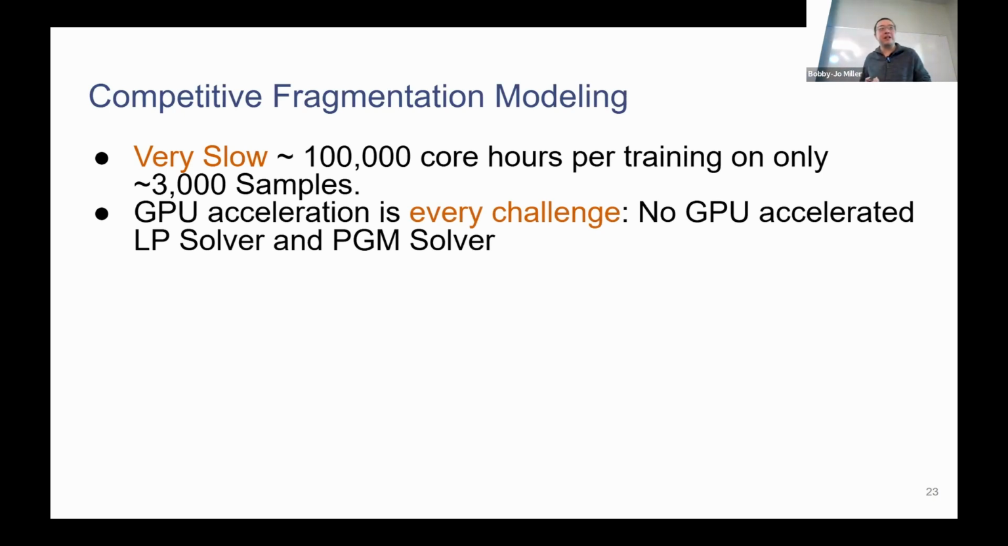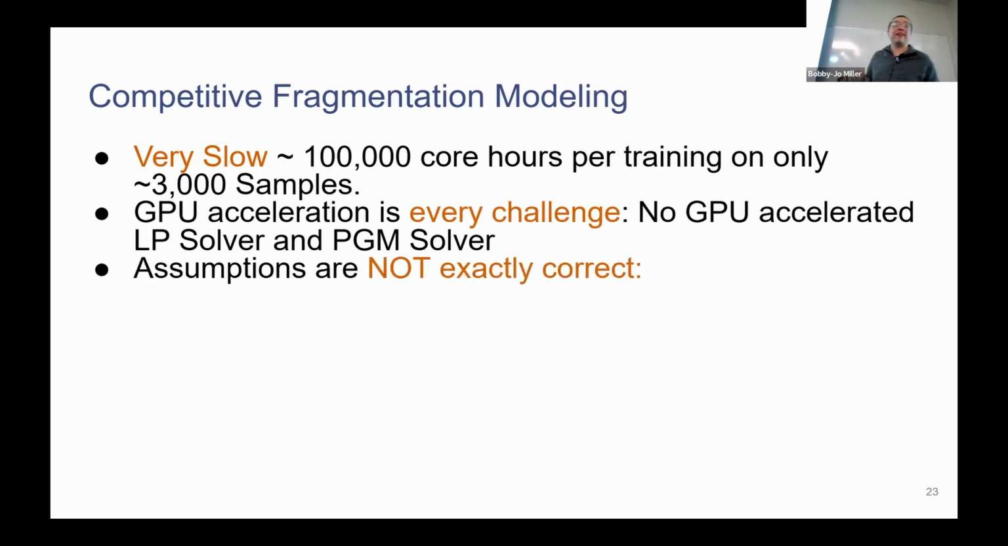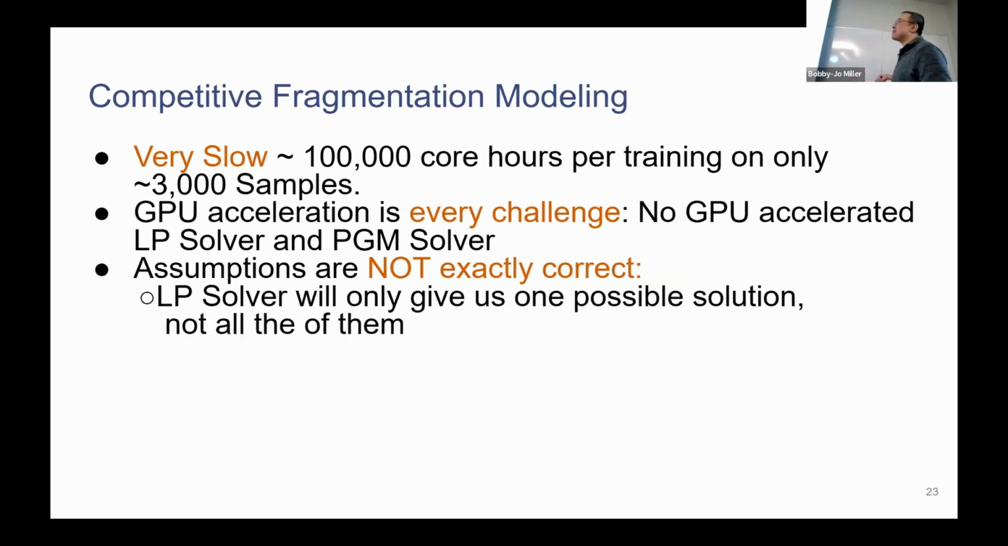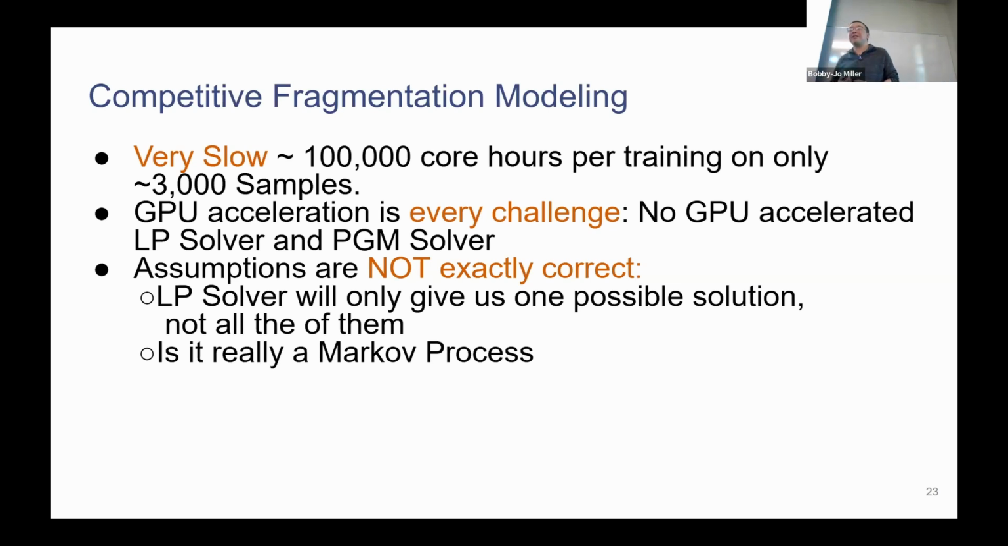It is very hard to make any GPU accelerations on this particular problem because we have a latent programming solver and PGM solvers. And all the assumptions we're making there are probably not true. First, the latent programming solver is only giving us one possible solution for the electron configurations. But in reality, there are probably a couple thousand of them for every single break. Then this is probably not really a Markov process, but we don't really know. But we made an assumption anyway.